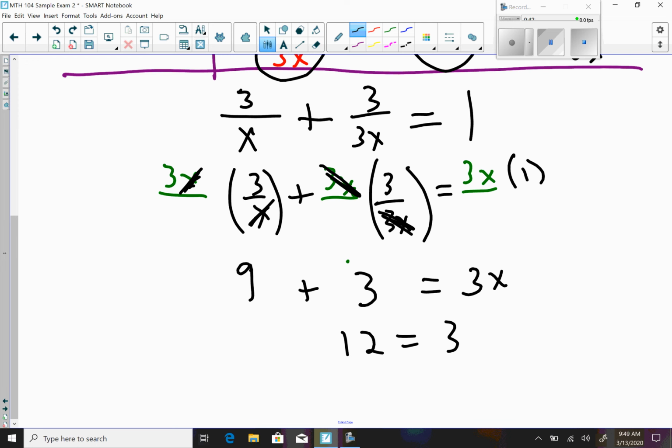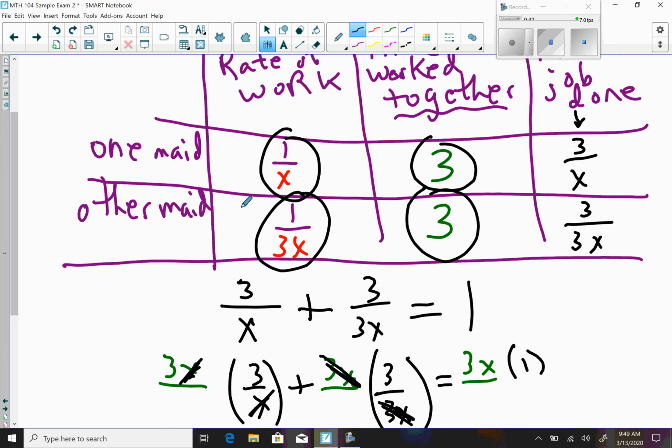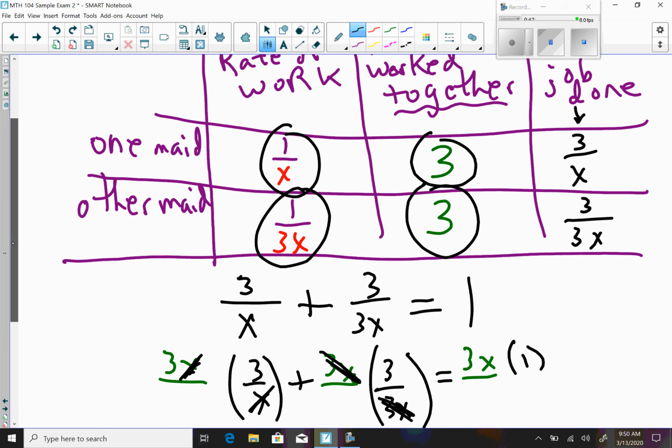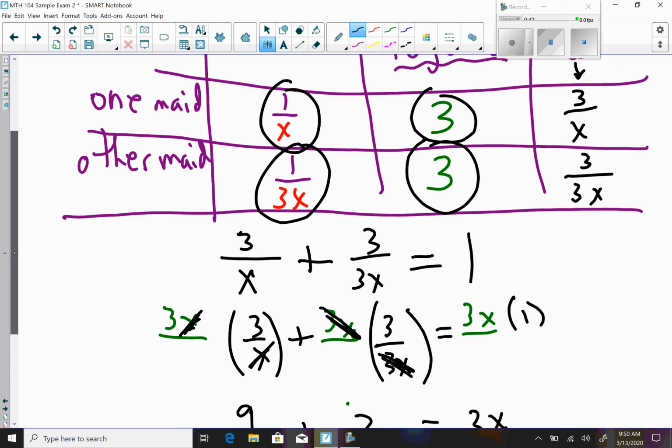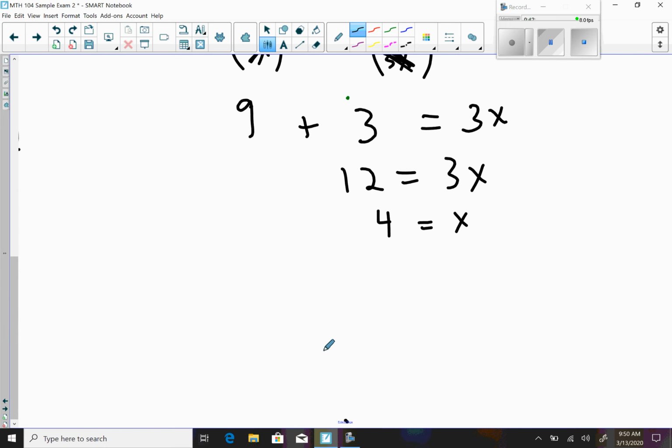12 equals 3x. Divide both sides by 3. 12 divided by 3 is 4. So the number under the 1 is how long it takes the maid. The rate of work is 1 over how long it takes to do the job. So one maid can do the job in 4 hours.